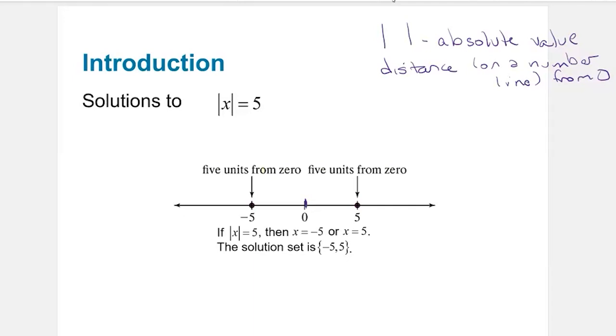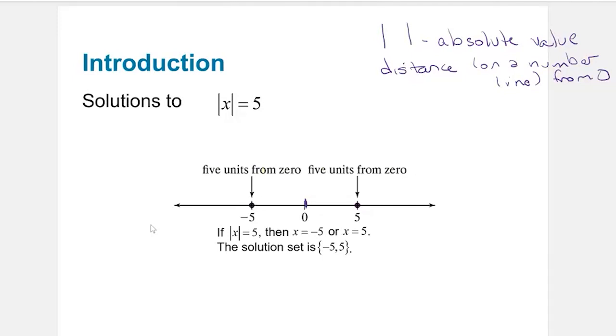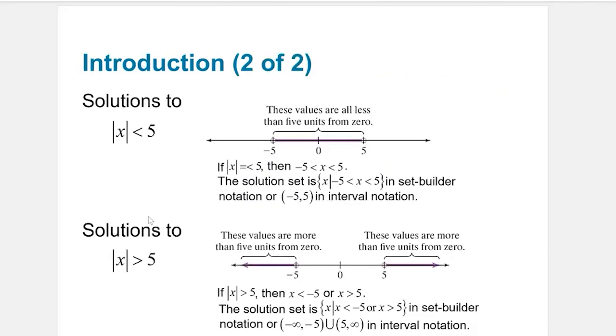So whenever I'm talking about the absolute value of x, I'm basically saying the distance of some value from 0 is 5, which is why I get plus or minus 5. So I get these two solutions, positive 5 and negative 5. All right, so that's basically what absolute value means. So we're going to use that to think about other things.